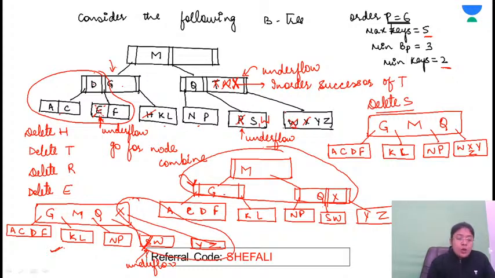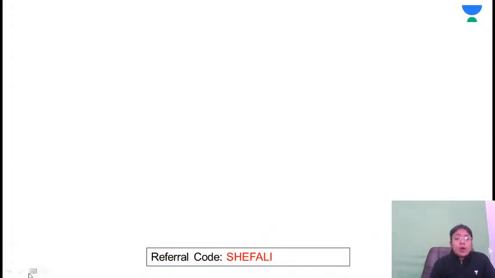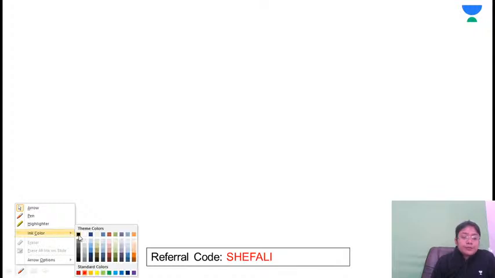Okay. Now, sometimes what happens is they'll give you the order and they'll ask, with the order P, what will be the maximum number of block pointers, or the minimum number of block pointers, minimum number of keys, or maximum number of keys. So let's derive a few more formulas. For example, order is given as P. That is nothing but the maximum number of block pointers in a B tree node.